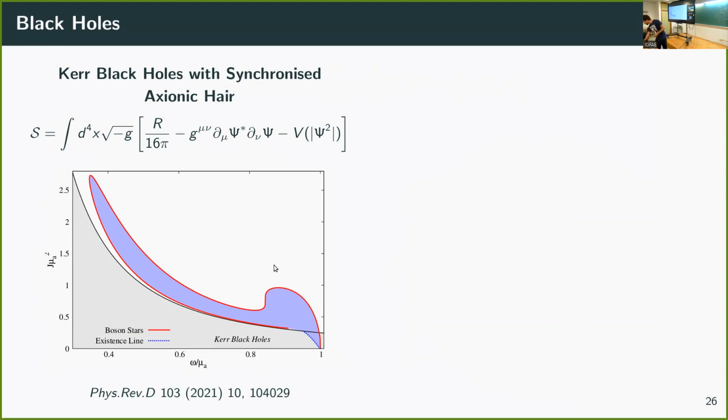And here we have the domain of existence of these solutions. We have the angular momentum as a function of the angular frequency. This blue region is where you find all the black hole solutions. It's bounded by the axionic boson star line, the red line, and the existence line in blue here, which basically represents the Kerr black holes that can support scalar clouds.